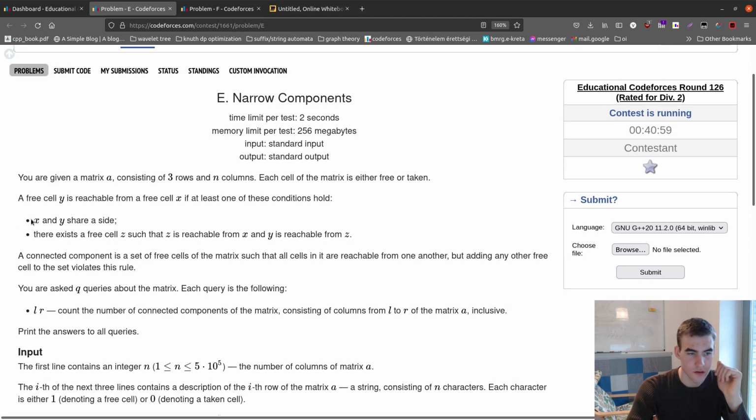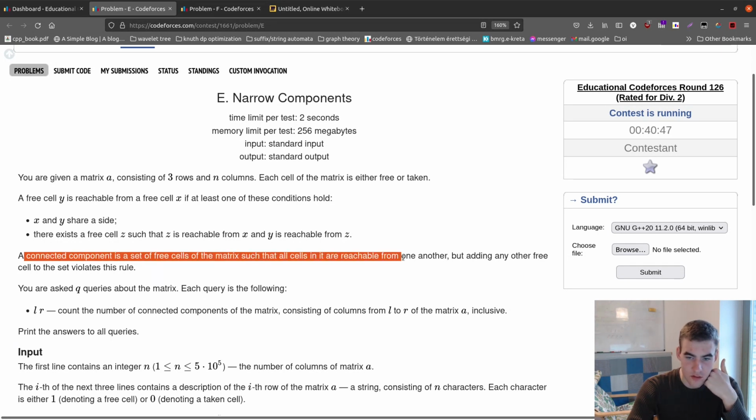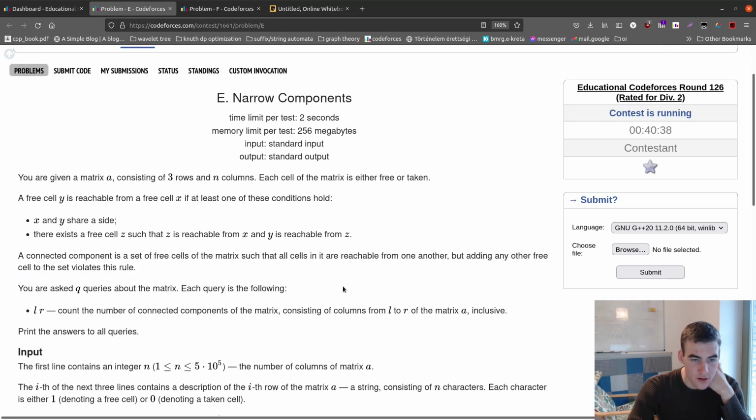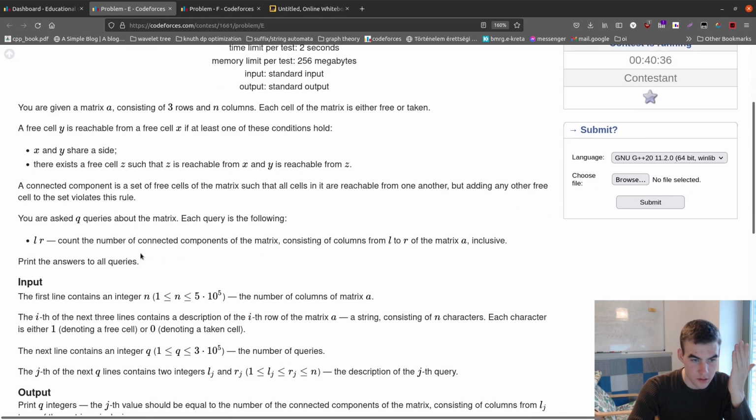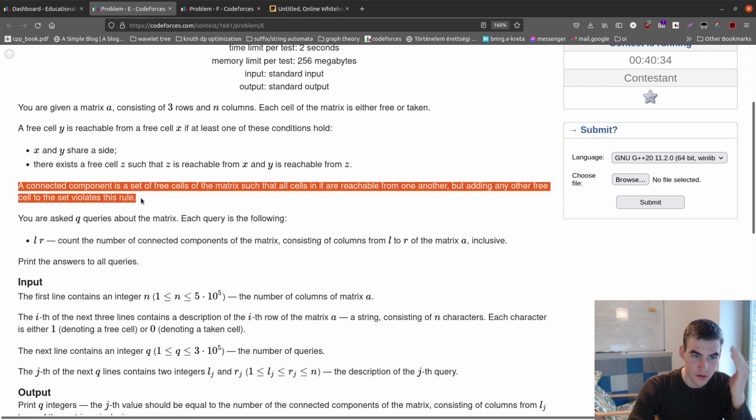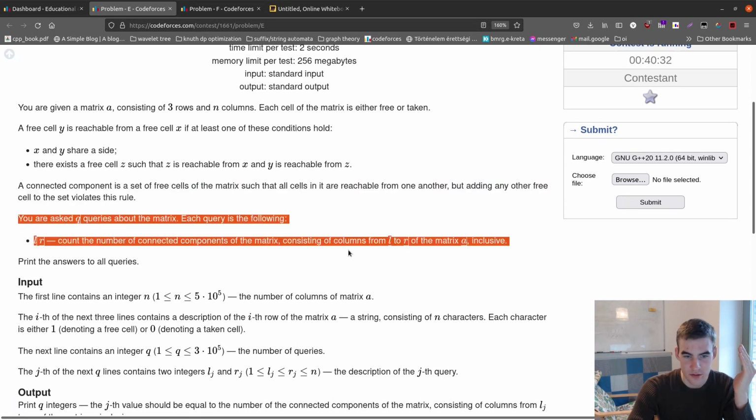This is just a complicated way of saying that you can move in free cells. A connected component is a set of free cells of the matrix such that all cells are reachable from one another, and adding any other free cell to the set violates this rule. Okay, yeah, that makes sense. So that's just the connected components in this graph.